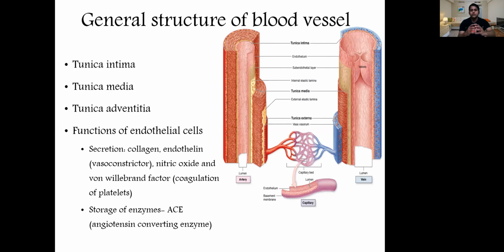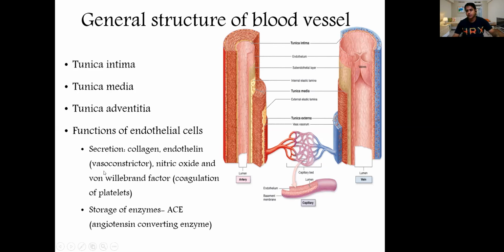There are a few other functions of these endothelial cells. Apart from providing a smooth surface, they also secrete a few substances like collagen and endothelin. The endothelin is the one which helps in vasoconstriction, while nitric oxide is a vasodilator. And you might have heard about von Willebrand factor, which helps in the coagulation of the platelets so as to form blood clots.